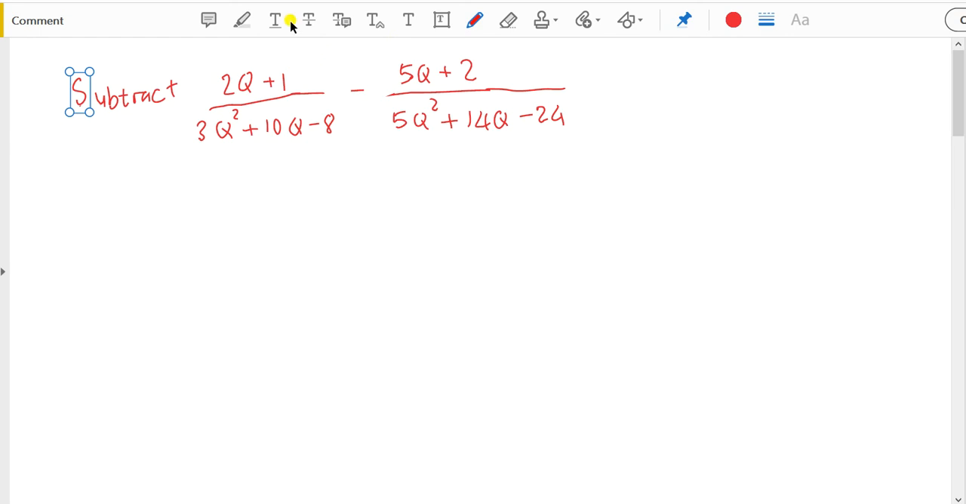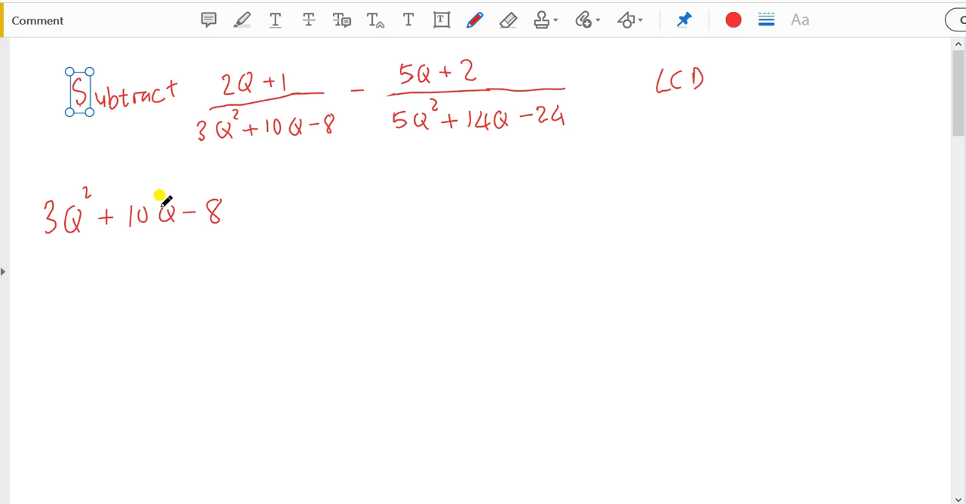Now, in order for us to find the LCD, or the least common denominator, we need to find the common factors of both of the bottom parts here. And the only way we can do that is by factoring. We have to completely factor the bottom of the fraction on the left side and the same thing on the right side, and see what should be the LCD for both of them. So let's try to factor the bottom of the first one and the right one, and see what we get. The first one is 3q squared plus 10q minus 8.